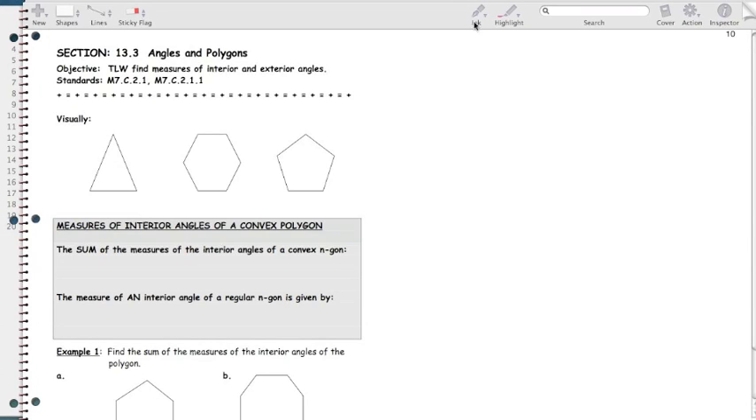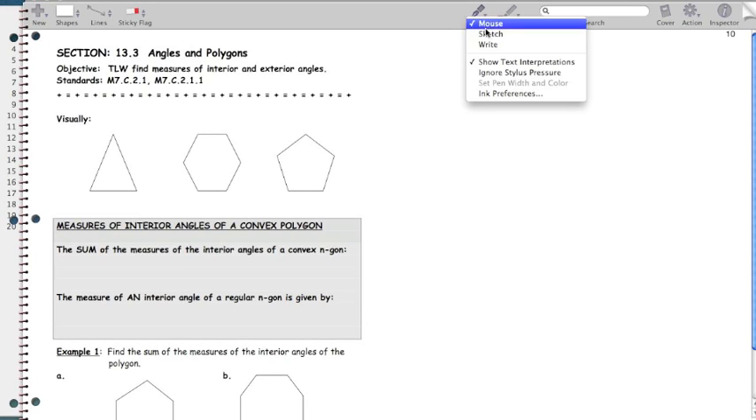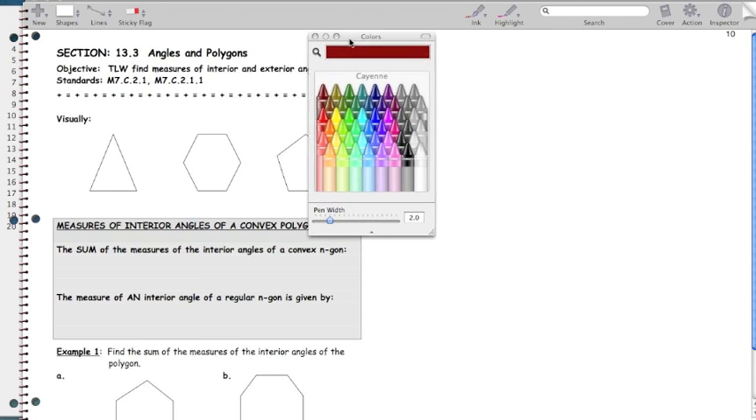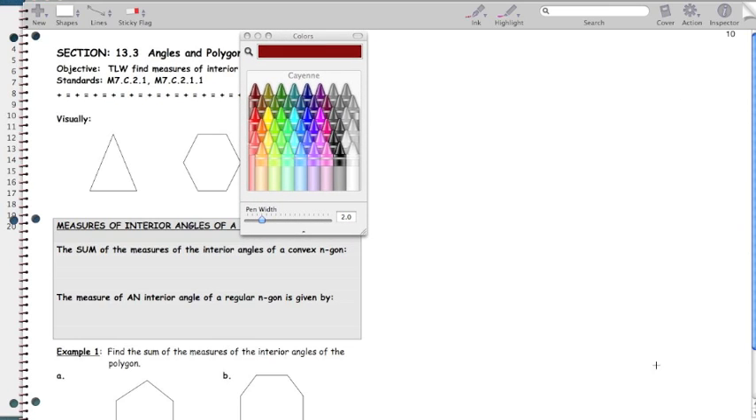Okay, let's take a look at section 13.3, angles and polygons. This lesson is going to be about figuring out the inside angles, known as the interior angles, the total and an individual one, as well as the exterior angles. So before we actually jump into the lesson, I'm going to direct your attention over to here, and let's take a look at some patterns.